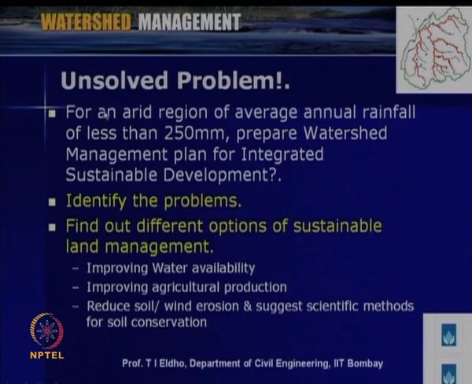Finally, an unsolved problem: for an arid region with average annual rainfall of less than 250 mm, you can take a particular case study and prepare a watershed management plan for integrated sustainable development. As we discussed, you can identify the various problems for the considered area, then find different options of sustainable land management, so that we can improve the water availability, improve agriculture production, look into various issues to reduce soil or wind erosion, and suggest some scientific methods for soil conservation for the particular area considered.